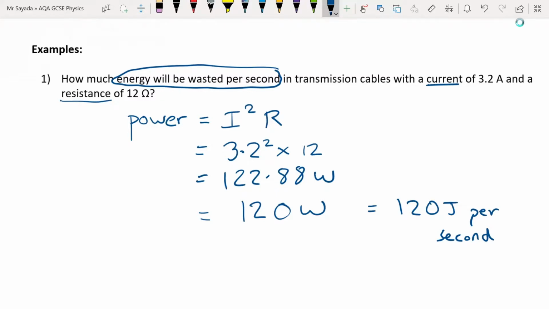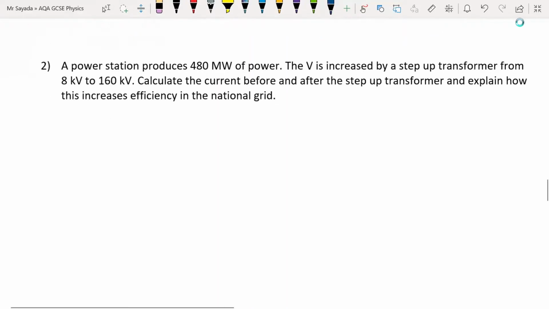Let's do another example now. Pause the video, have a go at this question. Press play once you're ready. So you should have known how to go at this question. We're being asked to calculate the current before and after. So what is the equation which links power, potential difference, and current? Say your answer to the video now.